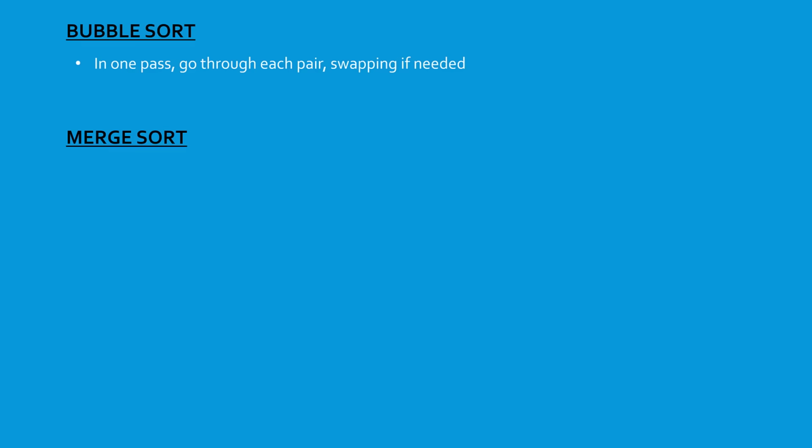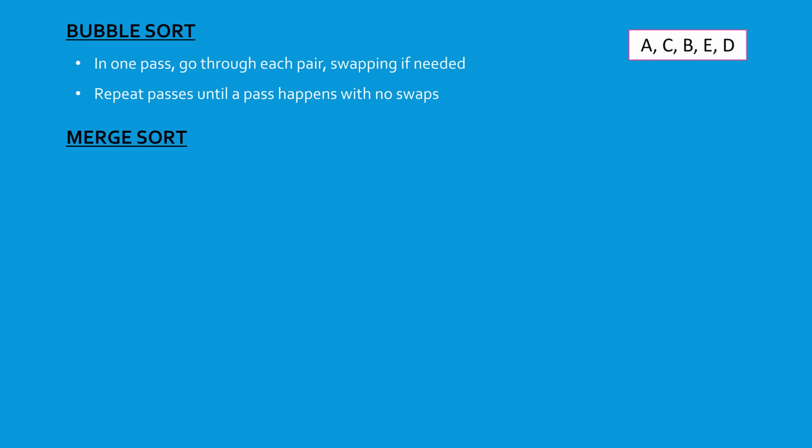In bubble sort, it works by doing a series of passes. In one pass, it goes through the list and swaps each pair if it needs to. And it will go back to the start in the next pass and repeat this swapping of pairs until a single pass happens with no swaps. Well, let me show you this on an alphabetical list. Let's put this into ascending order.